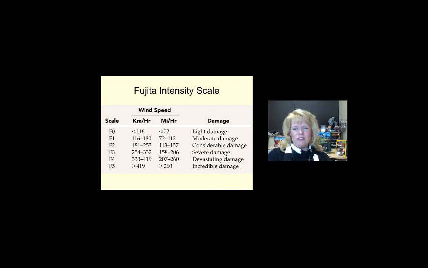On the Fujita intensity scale, an F0 is less than 72 miles per hour. We'll just do miles an hour. You get very light damage. If you're going to see a tornado, this would probably be the one if you were close by, because you could probably walk up to it and not die. But if you did an F1, things start to get a little scary. 72 to 112 miles an hour, you get moderate damage. If you make it to an F2, it's 113 to 157 miles per hour with considerable damage.